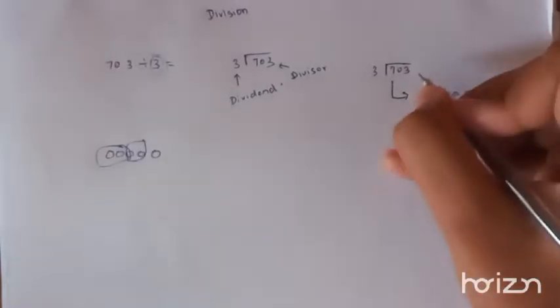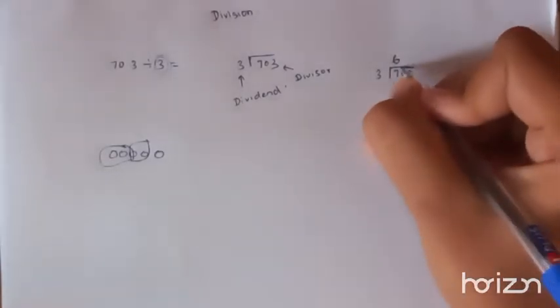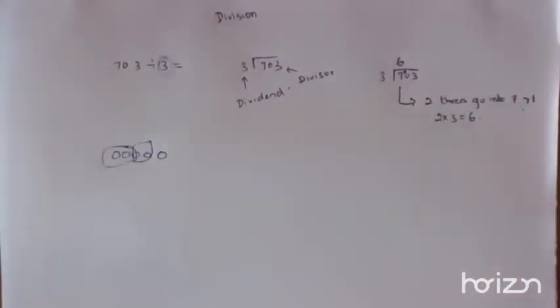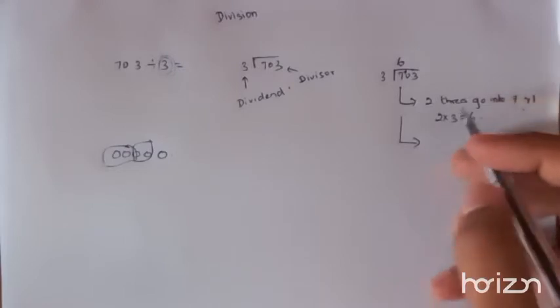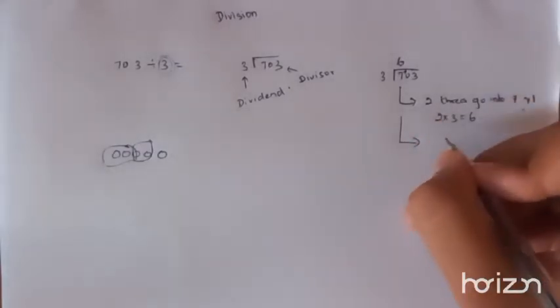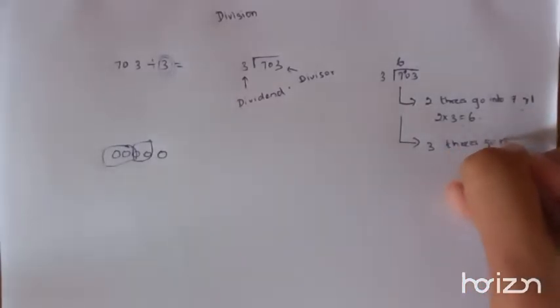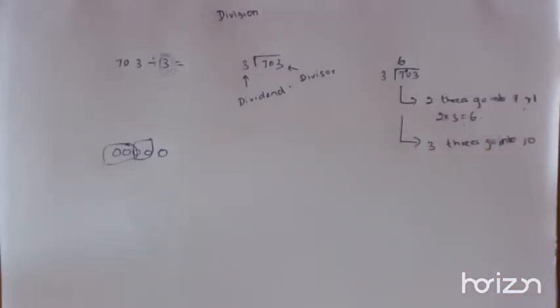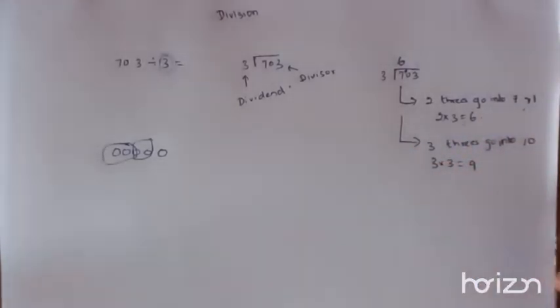So the 6 would be the first number over here, and the remainder 1, we are going to move to the next column and make it a 10. Now the next thing we're going to do is see how many 3's go into 10. We realize 3 3's go into 10 because 3 times 3 is 9. So 3 groups of 3 go into 10, but we have 1 remainder.